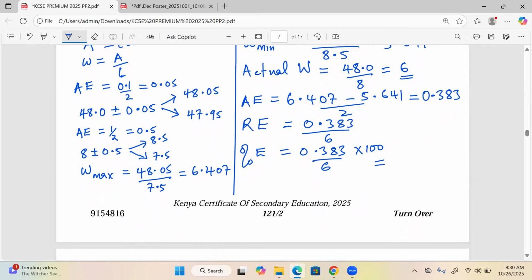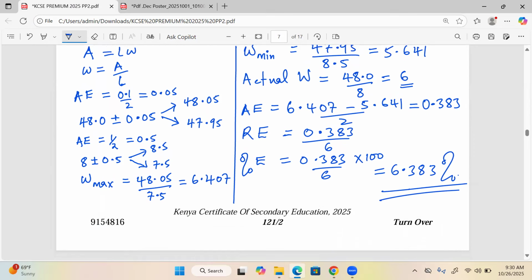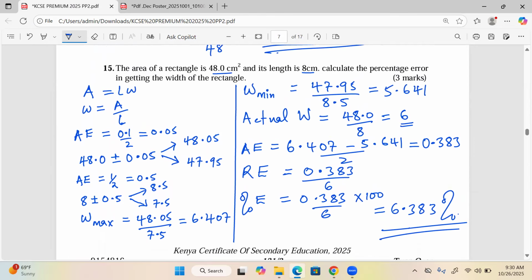Yes, 6.383%. So that is the percentage error. It's a very interesting question, whereby at the initial point, we are supposed to understand that width is given by area over length.